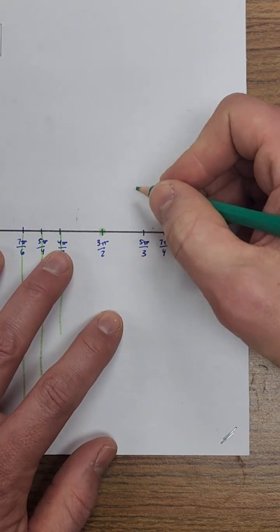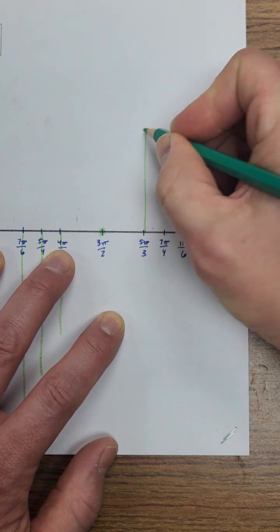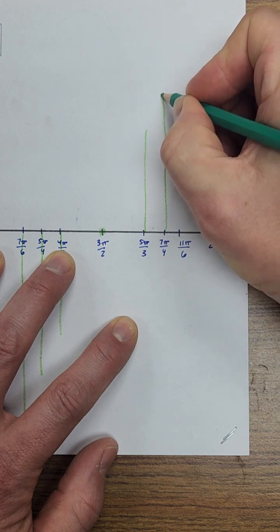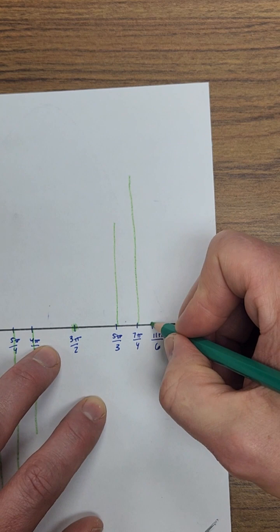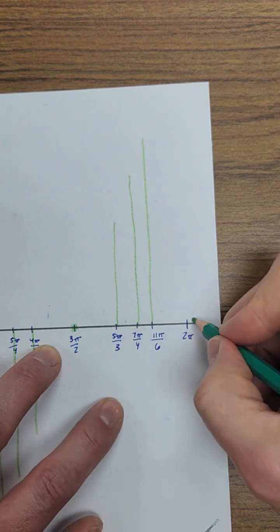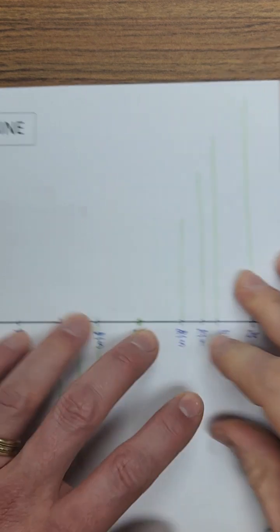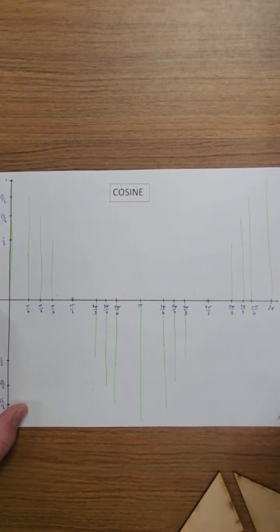So the cosine of 5 pi over 3, that's the short distance. So I'll go up to 1/2. 7 pi over 4, that's your medium distance. 11 pi over 6, a long distance up to square root of 3 over 2. And at 2 pi, cosine of 2 pi is back at 1 again. So there's your graph.